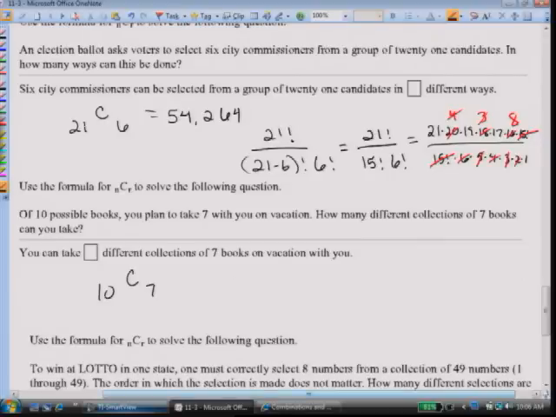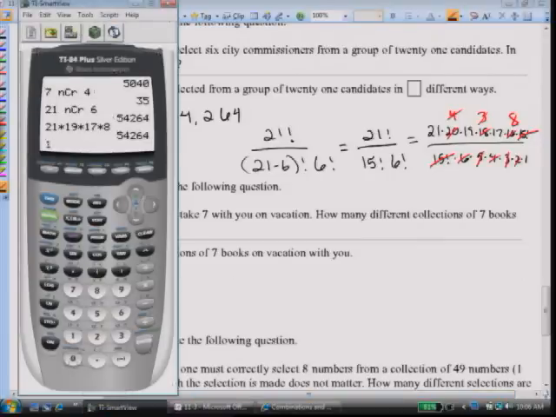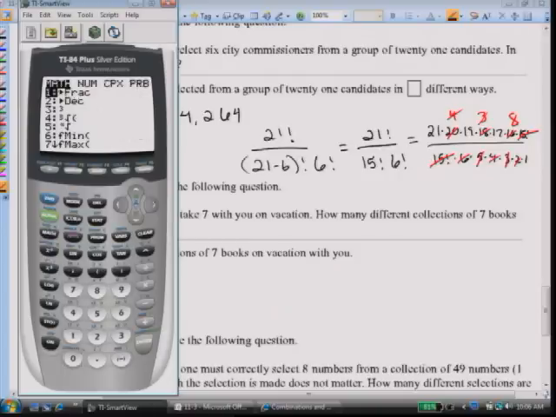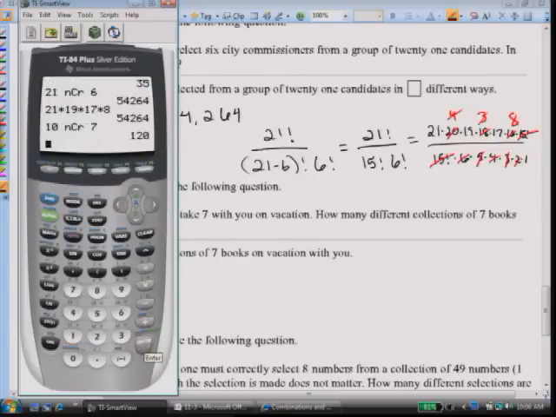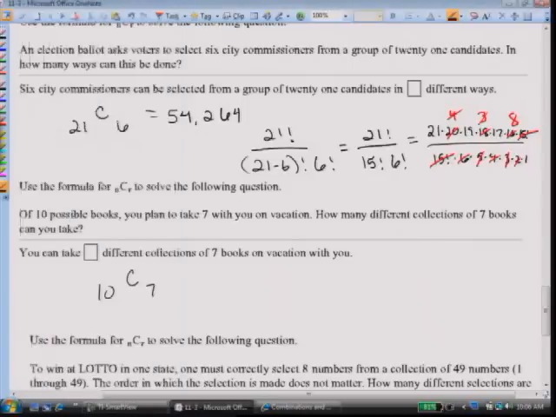So you can do that with your calculator. 10, and then math, over to probability, and down to number 3. And then you type in the 7, and it gives you 120 different combinations of books.